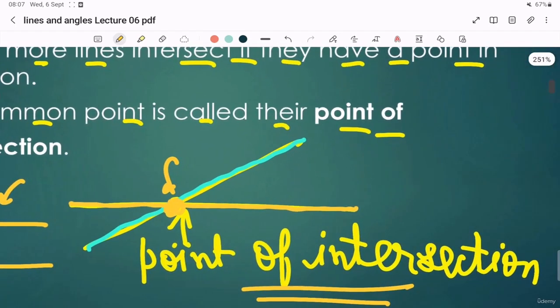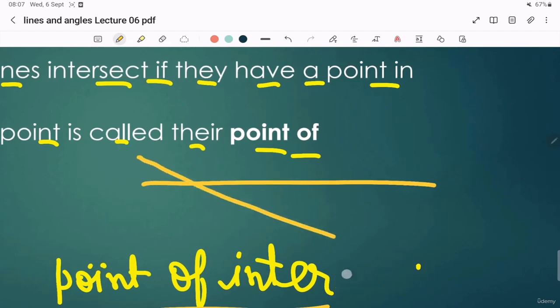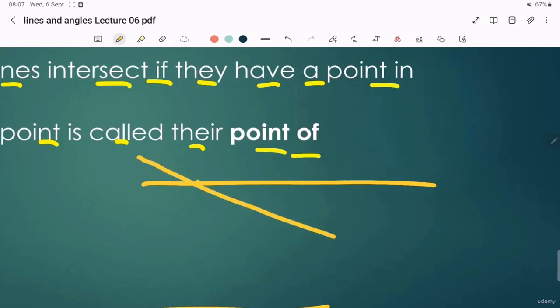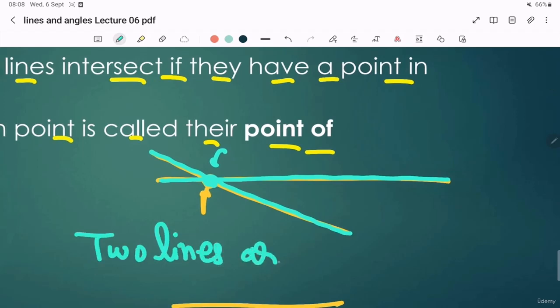Now let's say we have two lines like this. So this is point of intersection because this point is on this line and this point is also on this line. So this common point is point of intersection. And these two lines are intersecting.